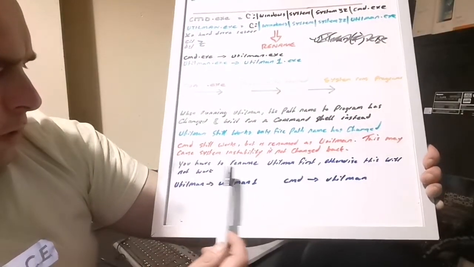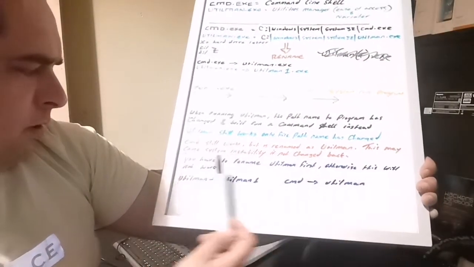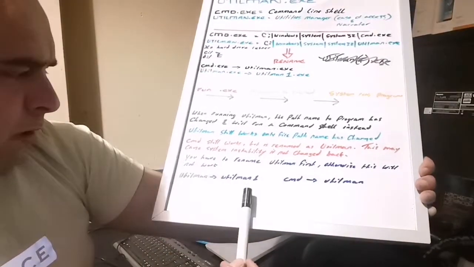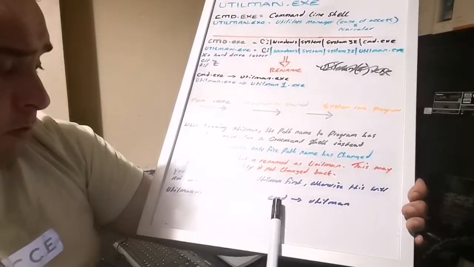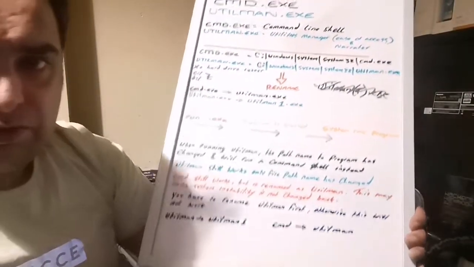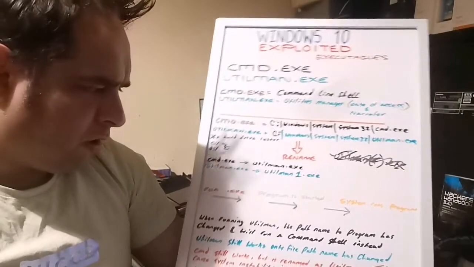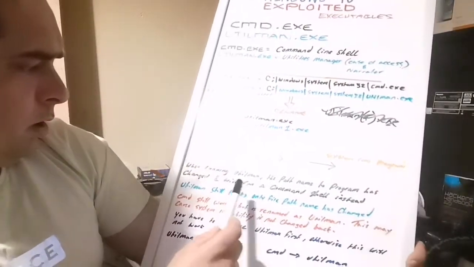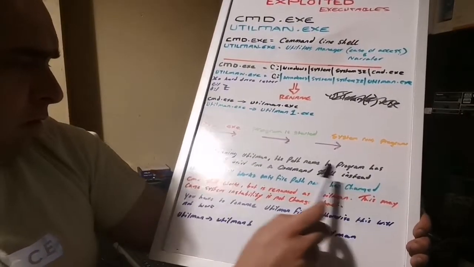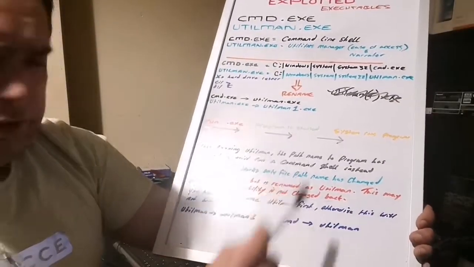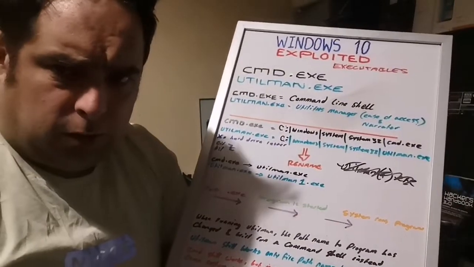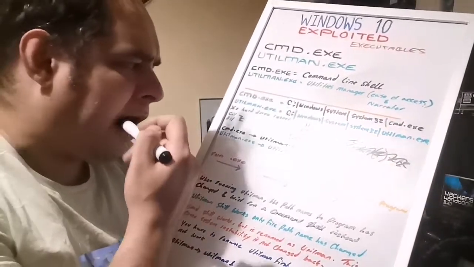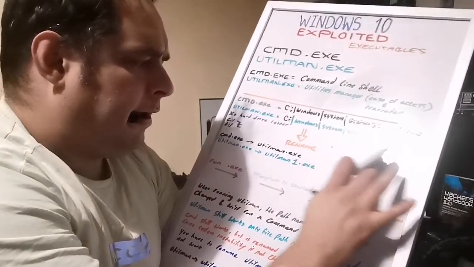And as said, you have to rename utilman first, otherwise this will not work. And as said, utilman becomes utilman1. Then you rename the cmd to utilman. Now I did say about this earlier on, where it will run a command shell when you run utilman.